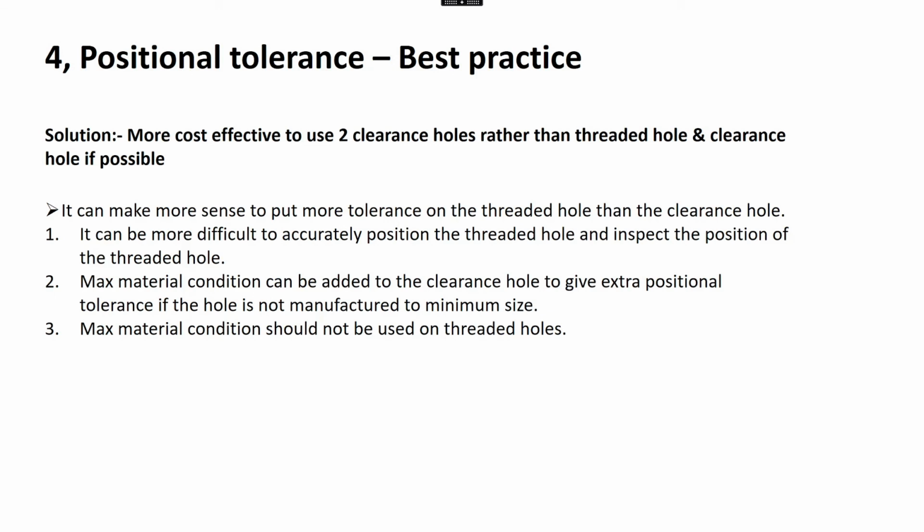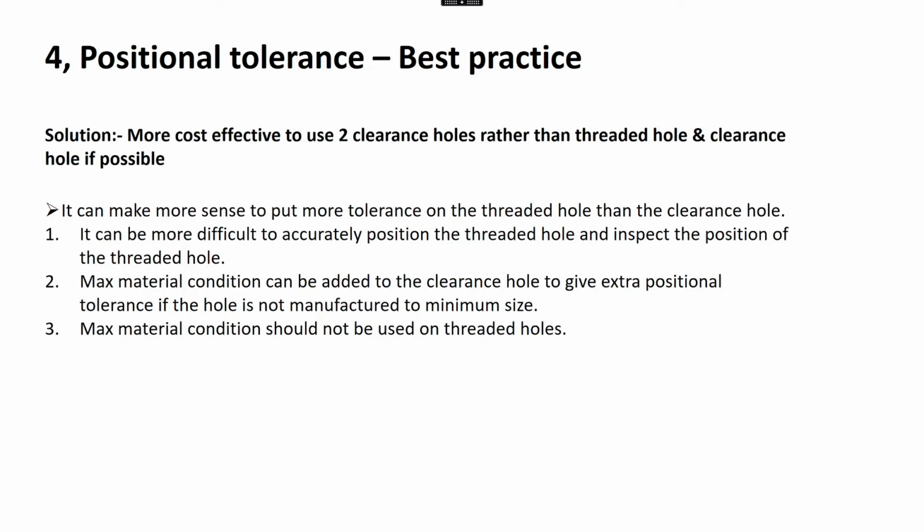It can be more difficult to accurately position the threaded hole and inspect the position of the threaded hole rather than a clearance hole and a clearance hole. Also, the max material condition can be added to the clearance hole to give extra positional tolerance if the hole is not manufactured to minimum size. And the max material condition should not be used on threaded holes because the threaded hole drives the position. It's not the size that makes the difference. So don't use max material on threaded holes.